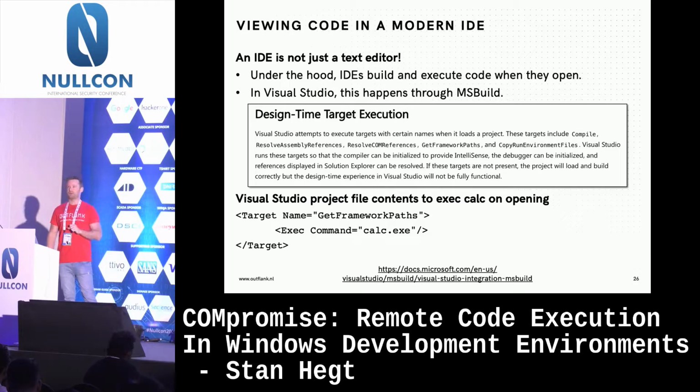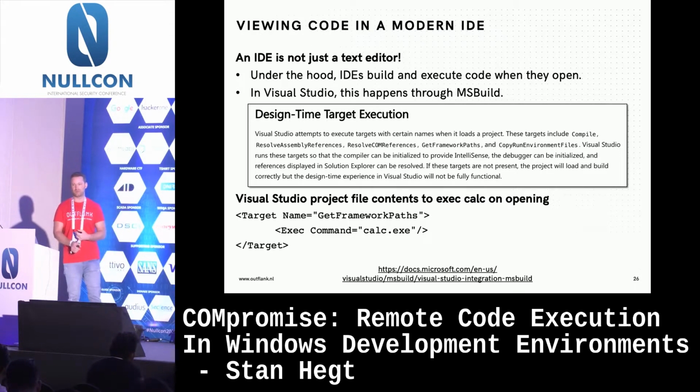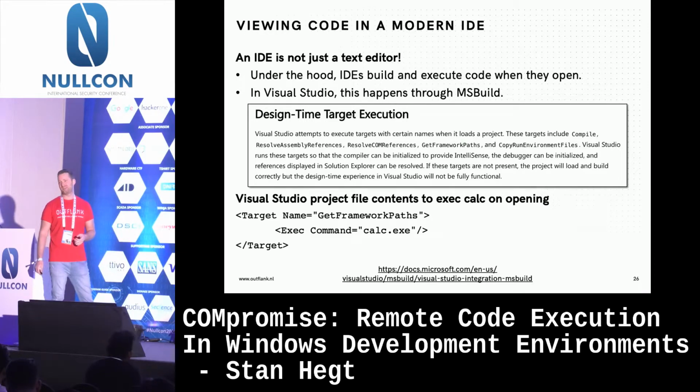If you are familiar with MSBuild targets and with the work of Casey Smith, you will know that there are much more interesting examples than just popping up a calculator that you can do with MSBuild. You can load arbitrary assemblies, whatever is there. But the thing is that this will stand out in your project file. If a developer says, well, I want to review this project file before I open it in Visual Studio, it will stand out.